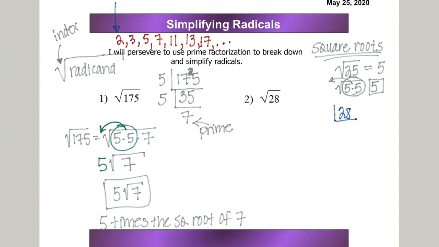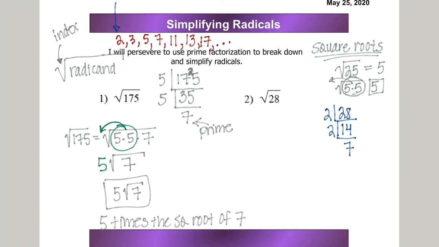Does 2 go into 28? Indeed, 2 goes into any even number. So 2 goes into 28 14 times. Now remember, we're going to exhaust 2 until we can't use it anymore. Does 2 go into 14? It does. 2 goes into 14 7 times.